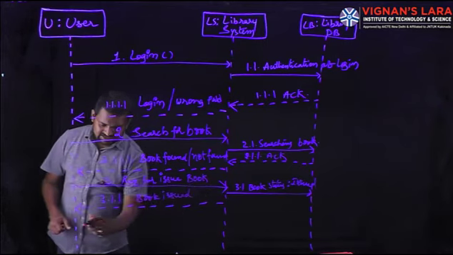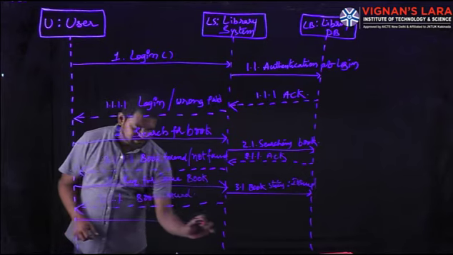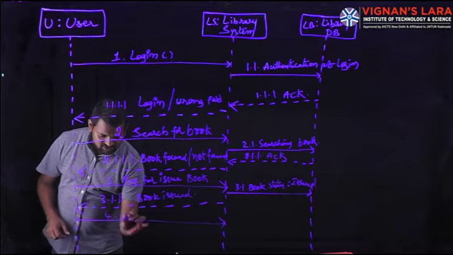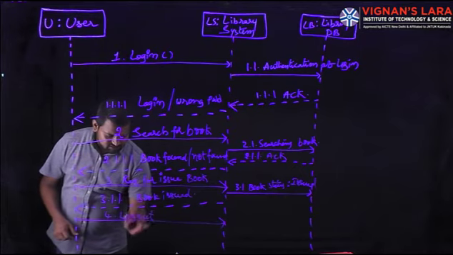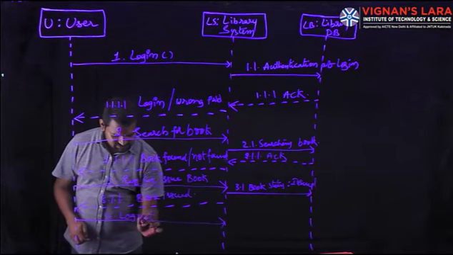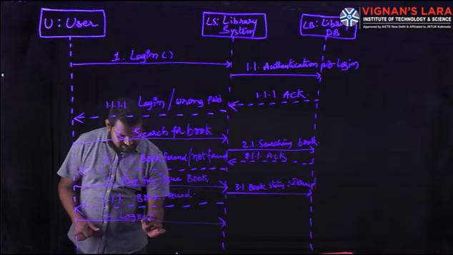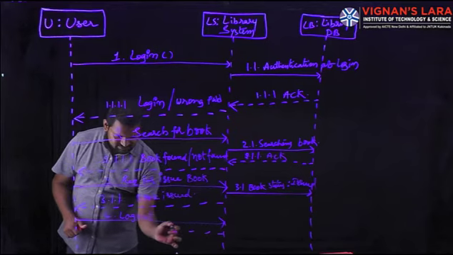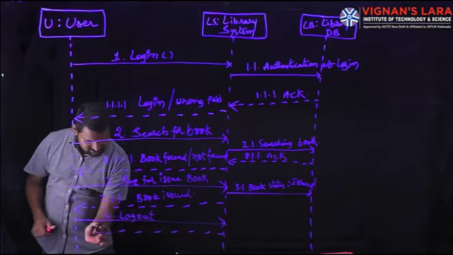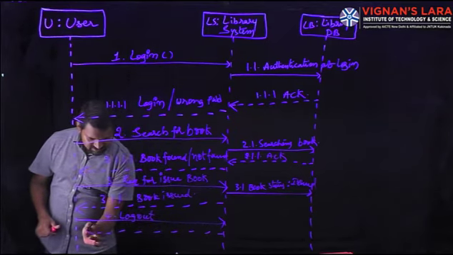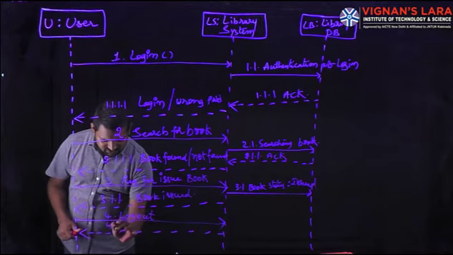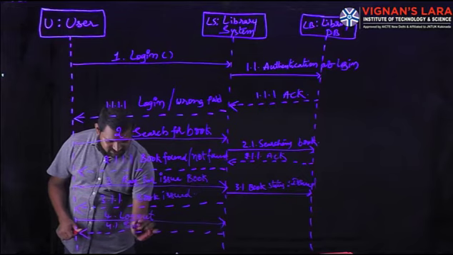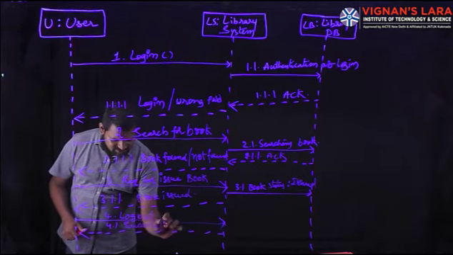After that, after issuing a book, the user can, fourth point, log out from the system, and also after logging out the system responds with acknowledge 4.1. How it responds: acknowledge is successfully logged out.